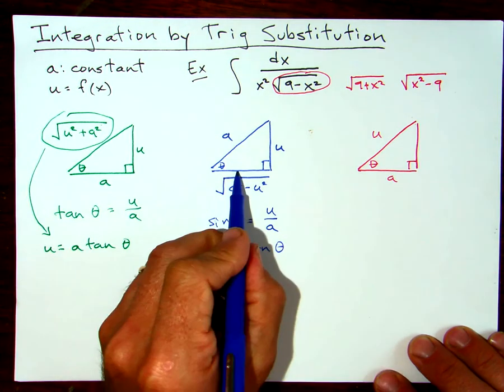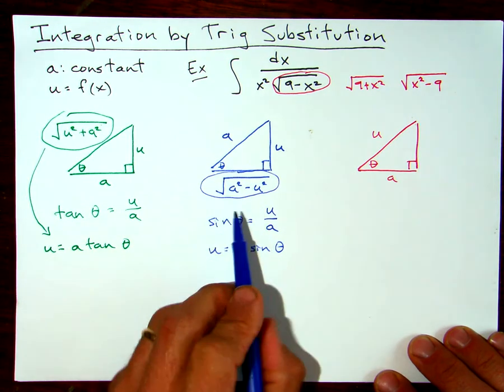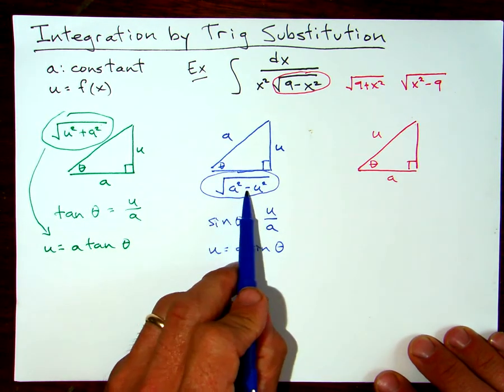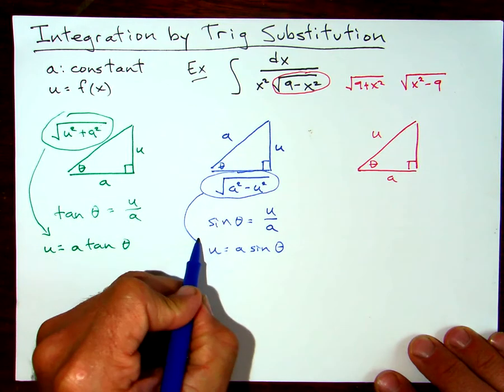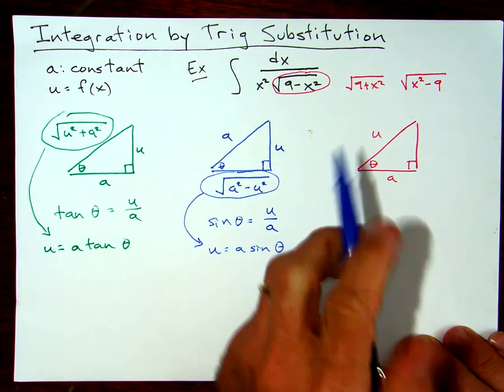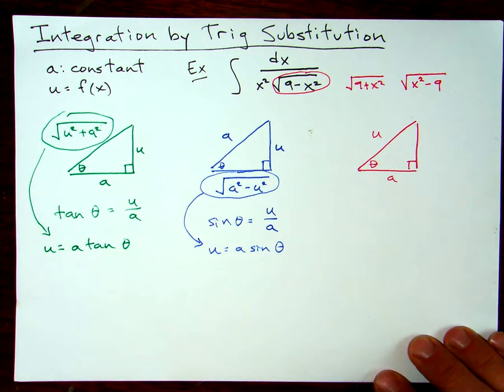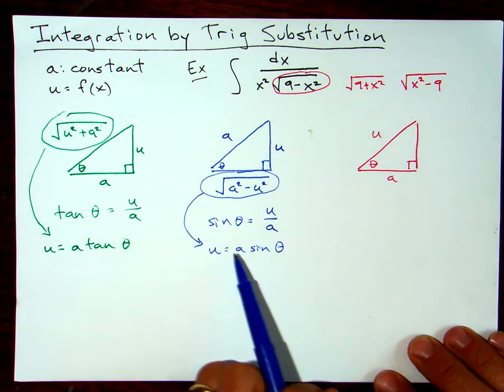So if I have something of this form, where I have a number minus a function squared, then this is the substitution that I'm going to use. And notice that's actually what I have here. Here's my number minus a function squared. So we'll come back to this example and think about how to set that up using this substitution.